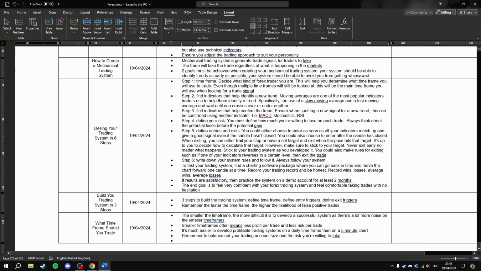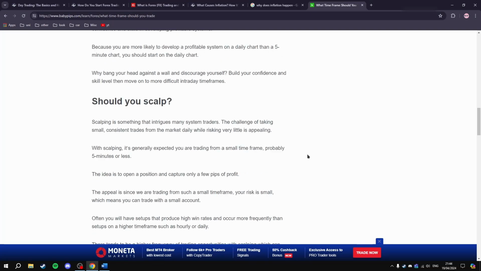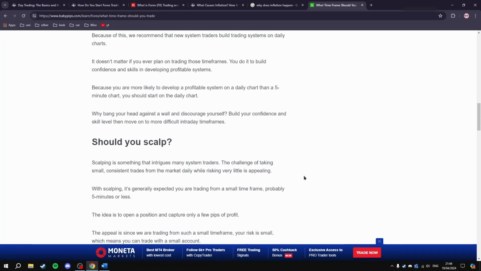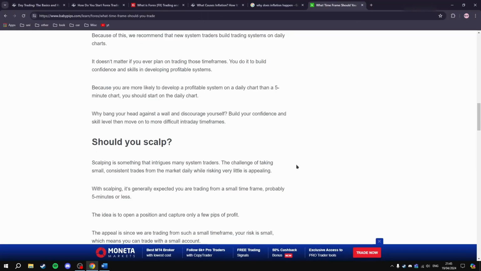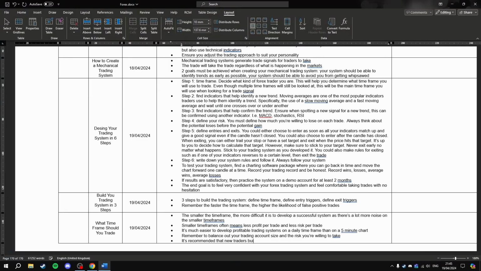True. So it's recommended that new traders build trading systems on daily charts to begin with.